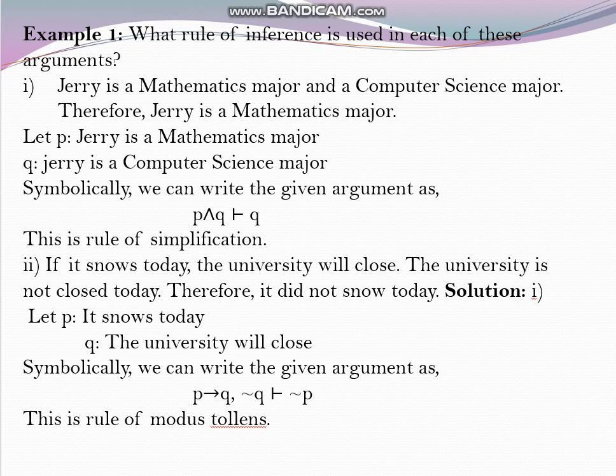The next statement is the university is not closed today. So it is the negation of the statement Q. So we have negation Q. So by rule of modus tollens, we have negation Q and P implying Q, and this will give me the conclusion negation P, which is it did not snow today. So this way we write it in the symbolic form, and the rules of inference are written here accordingly.